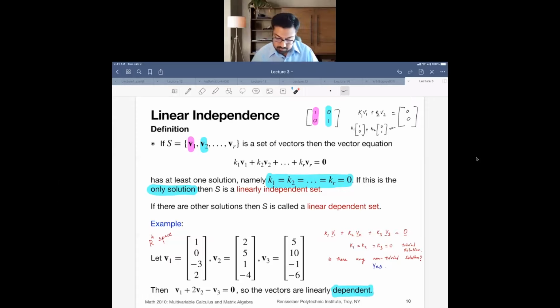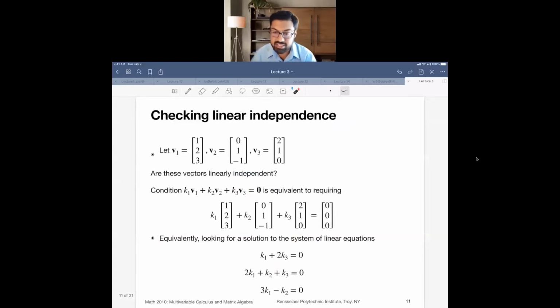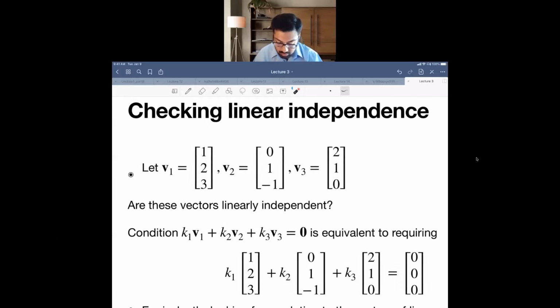Next. So of course, finding the k values is now going to be the next task, right? Like, how do we find them? How do we find those k1, k2, k3 values for a given set of vectors? So let's try to do that with a complete process here. So let's say we have v1 is a vector, v2 is another vector, v3 is another vector, and they are all in the three-dimensional space, right? So R3 space in 3 dimensions.